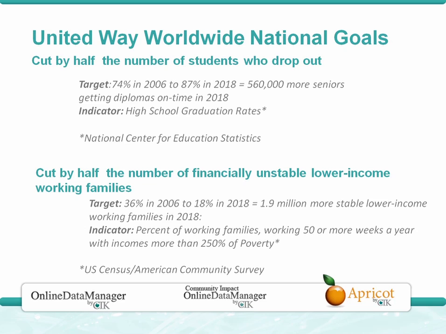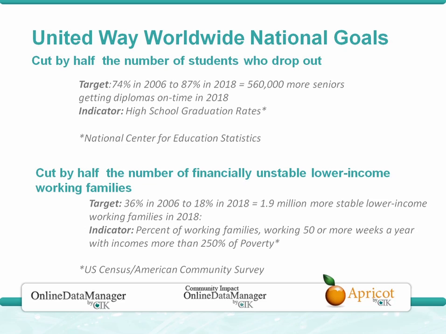At the national level for United Way, for those of you that are United Way members, as you know, we have a number of goals, such as cutting by half the number of students who drop out in the education arena. The target, as you can see, is 74% in 2006 to 87% in 2008, so that we have 5,600 more seniors graduating and getting a diploma on time. The indicator then is high school graduation rates, and that data is collected from the National Center for Educational Statistics, a national organization that collects that data at a community-wide level.